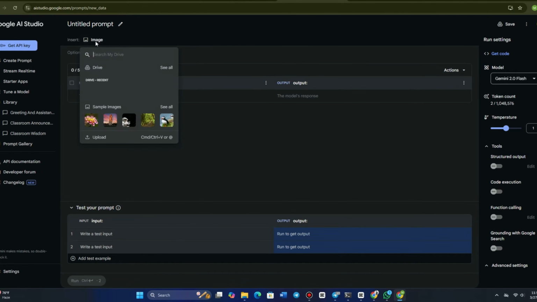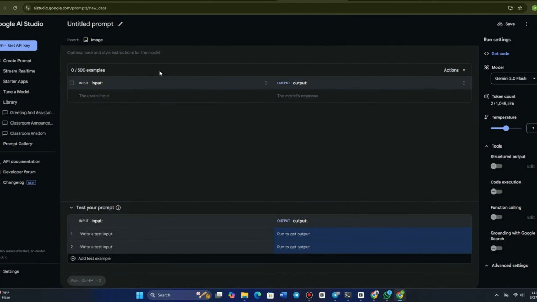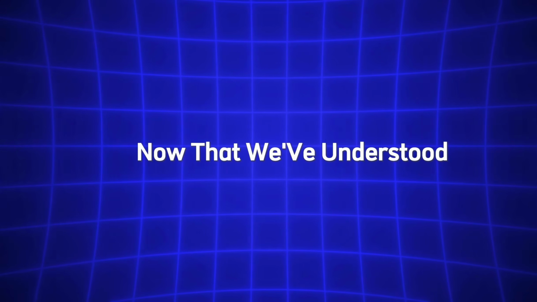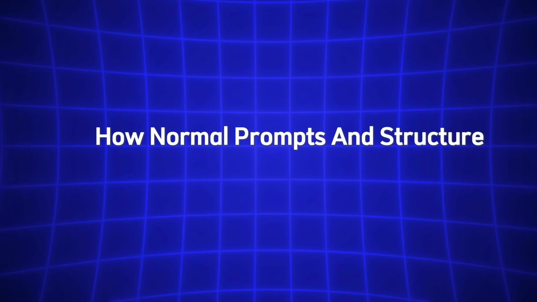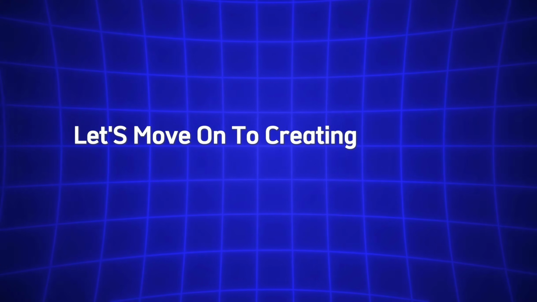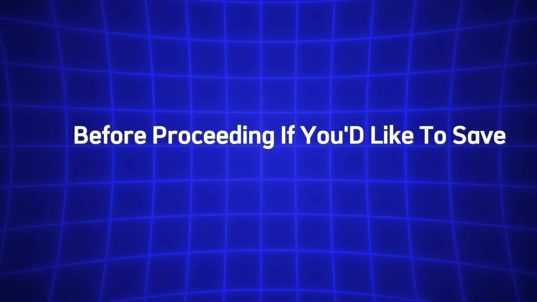After setting it up, simply save your configuration. This way, Google AI Studio allows you to fine-tune and control the style of responses with a more structured, customized approach. Now that we've understood how normal prompts and structured prompts work, let's move on to creating a new tuned model. Before proceeding, if you'd like to save your work, simply click OK to save your progress.